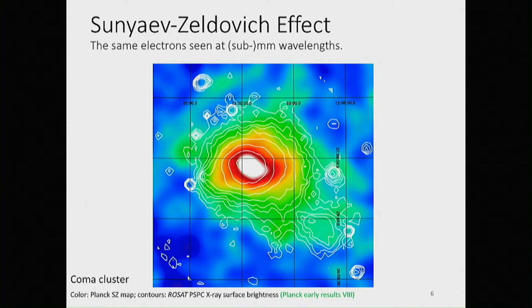And these electrons you can also see in a very different wavelength range, in the millimeter, sub-millimeter wavelength range through the so-called Sunyaev-Zeldovich effect. And here's an image taken with the Planck satellite. And overlaid are the X-ray surface brightness contours from ROSAT. And one can see both of them trace the same electron population very well. Not exactly, because the emission does depend differently on the density and the temperature. But in principle, you see basically the same electrons.